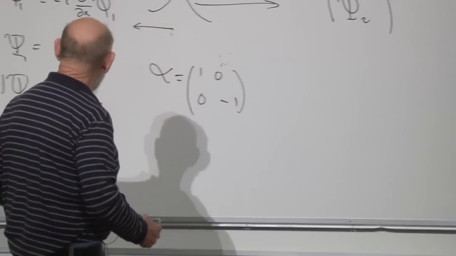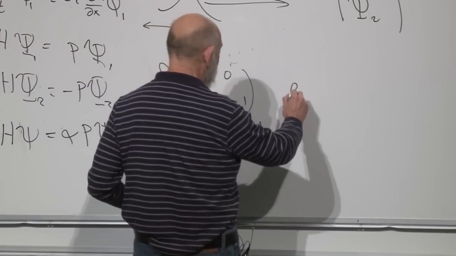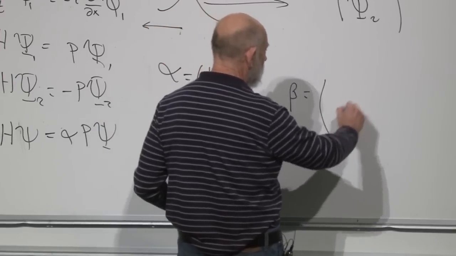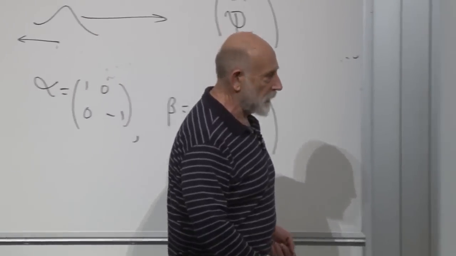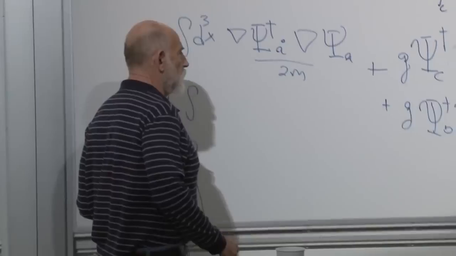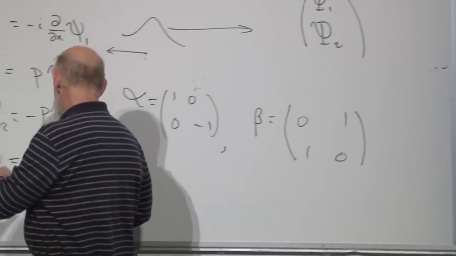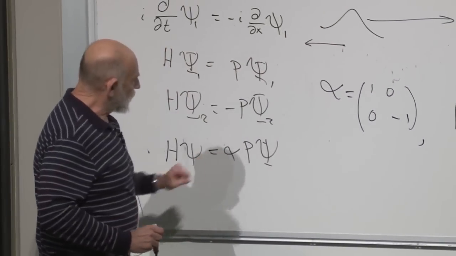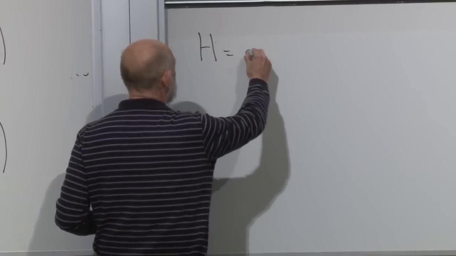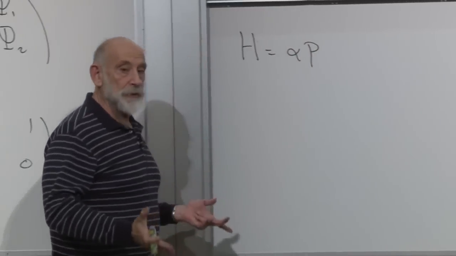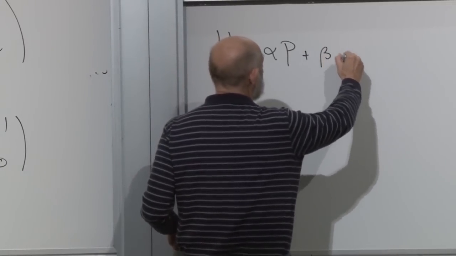Then we did one more trick. We invented another matrix that's called beta, and that one looks like this, 1, 1. Now the fact that these happen to be Pauli matrices is somewhat incidental at this point. They're just matrices for the moment. And instead of writing h is equal to alpha p, plus p or minus p, depending on the sign of alpha, we added another term, beta times m.